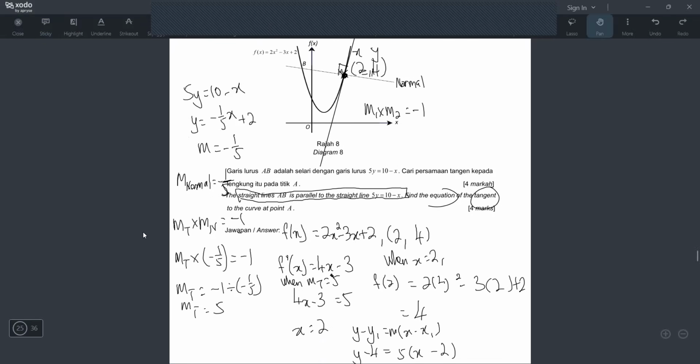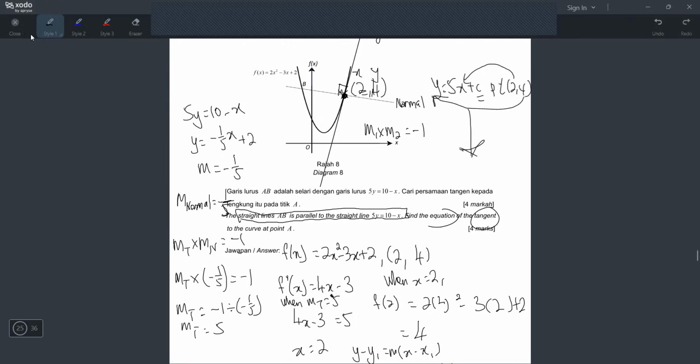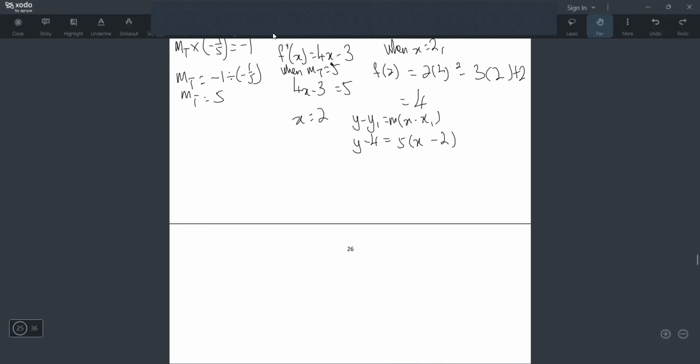Okay, for those that want to use y equals mx plus c can also. You will write y equals 5x because the gradient is 5, x plus c we don't have, but you know it passes through (2, 4) and you substitute 2 inside x, 4 inside y to find the c. If you do it like this can also. This is another method. It's up to you. But I will do it like this. So it will be y minus 4 equals 5x minus 10. Y equals 5x. Negative 10 plus 4 is negative 6. So this is the answer.